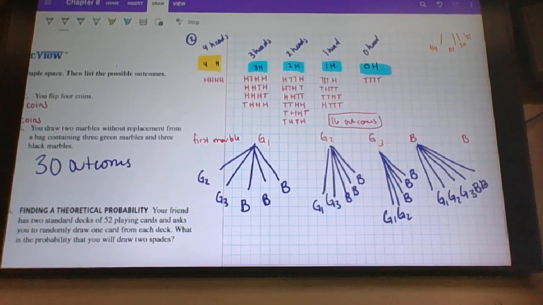And some of you are figuring out, well, I could just multiply, but being able to list out the sample space is important as well.